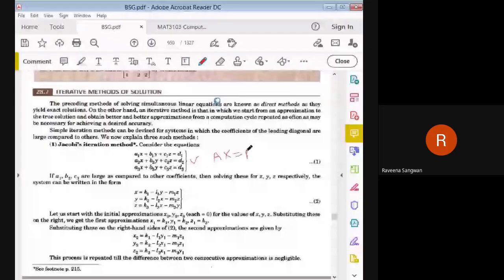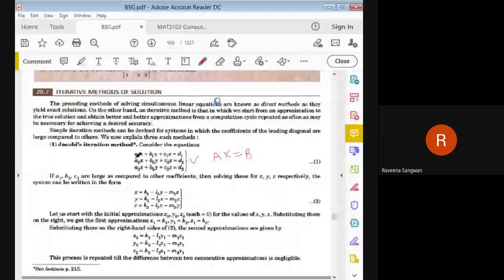Simultaneous linear equations. This is a system of simultaneous linear equations. You may say this is your Ax = B. So in this we rewrite these equations: from the first equation we can take x on the left hand side, and remaining everything on the right hand side. That means we can shift these two quantities to the right hand side and divide by a1.